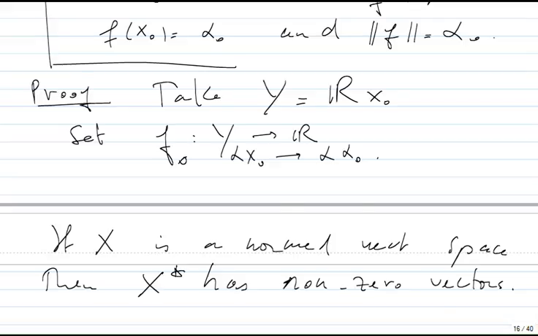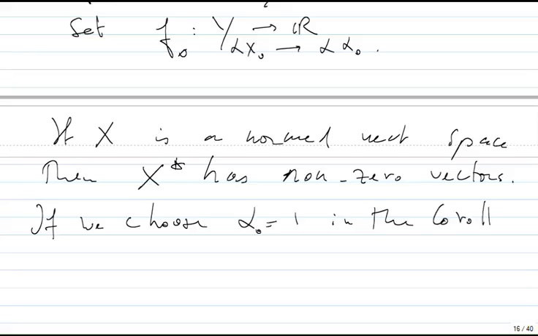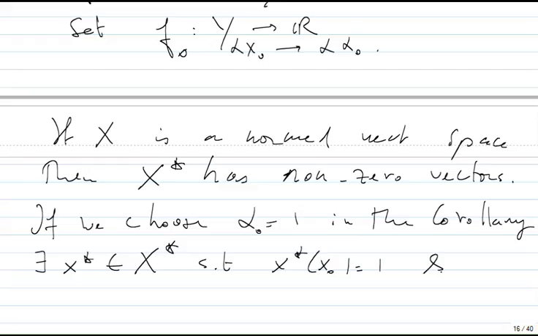One more remark from this corollary. Another property here: if we choose alpha 0 equal 1 in the corollary, we get what? There exists x star in the dual space such that x star of x0 is equal to 1 and the norm of x star is equal to 1.